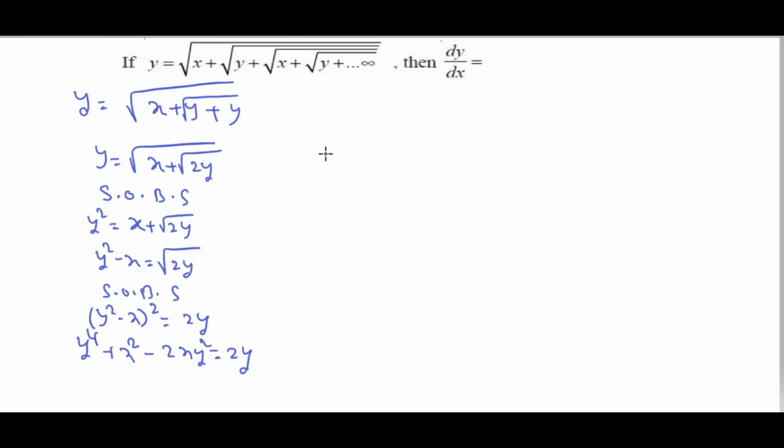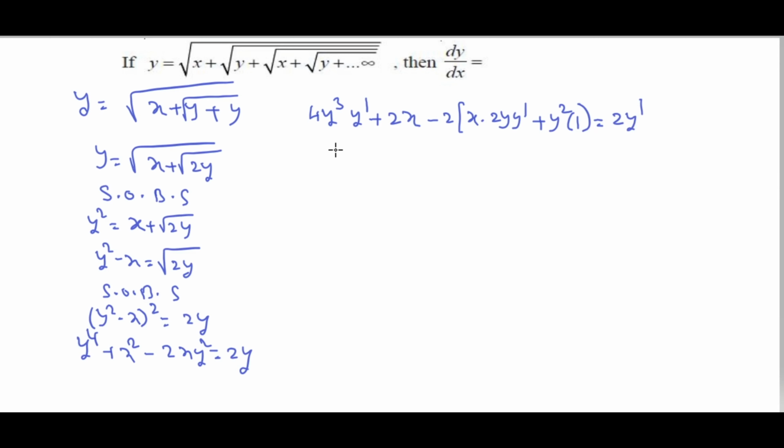Take differentiation on both sides. y to the power of 4 derivative is 4y cube into y dash, plus x square derivative 2x, minus 2 into x into y square derivative 2y y dash, plus y square into x derivative is 1, that is equal to 2y derivative 2y dash.